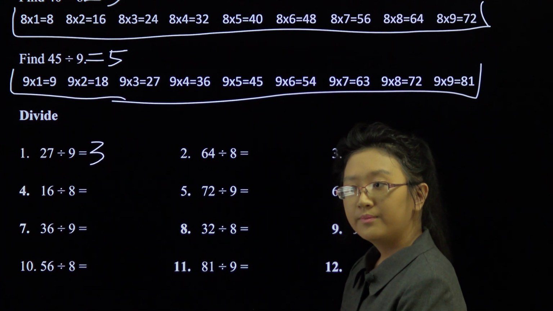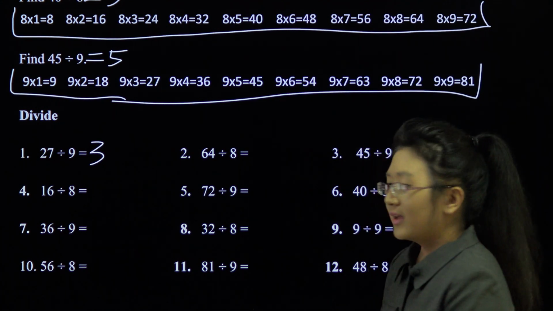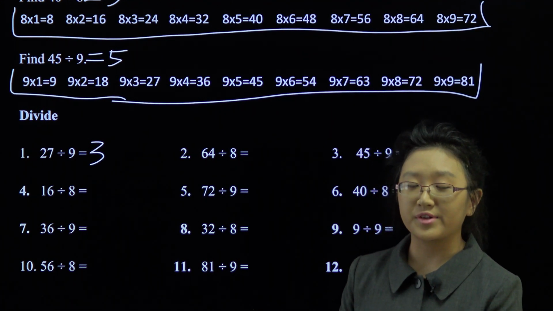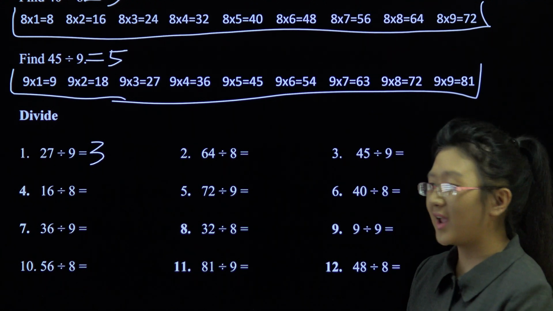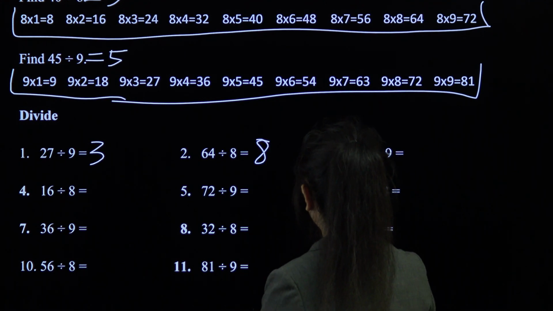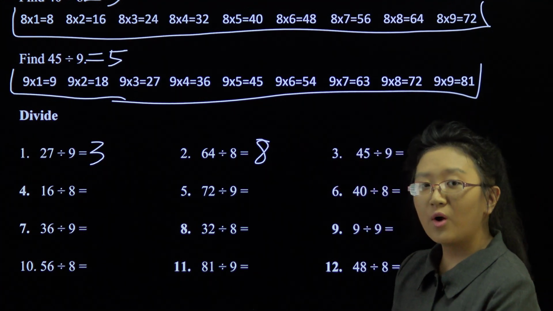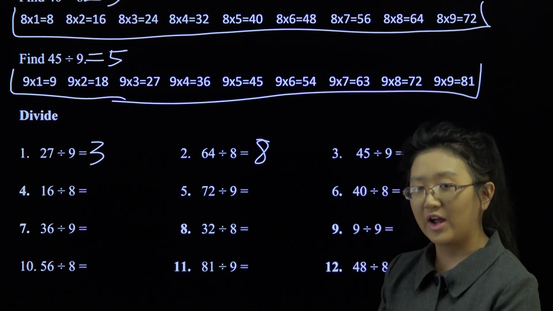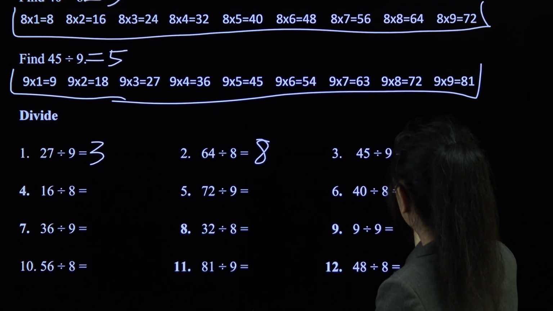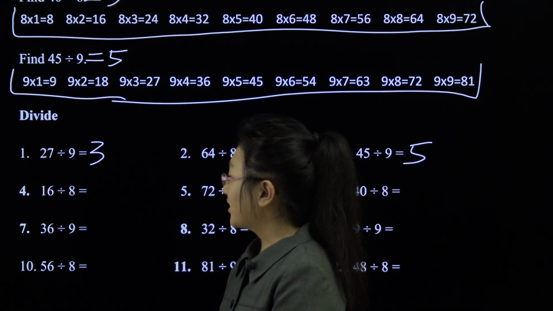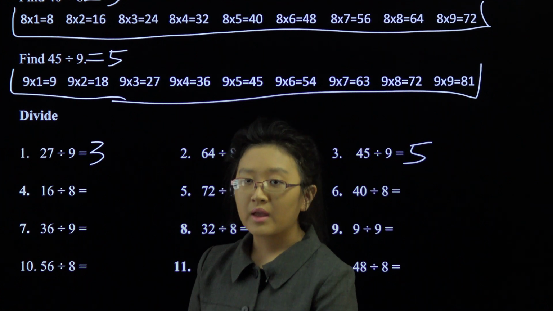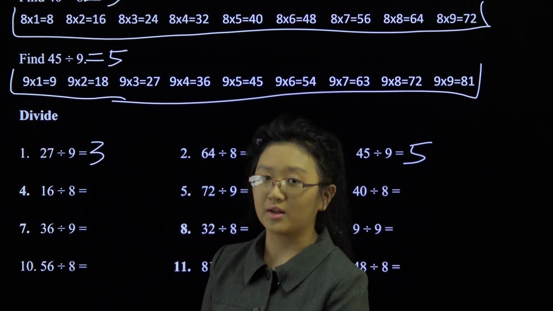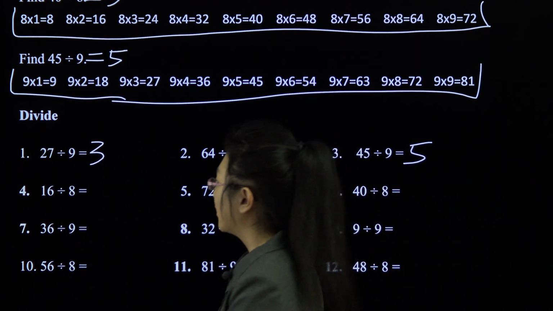64 divided by 8. Oh, it's one of these numbers. 8 times what equals 64? 8 times 8 equals 64. 64 divided by 8 equals 8. 45 divided by 9. We already have that up there. 9 times 5 equals 45. So 45 divided by 9 equals 5. 16 divided by 8. 8 times what equals 16? 8 times 2 equals 16. 16 divided by 8 equals 2.